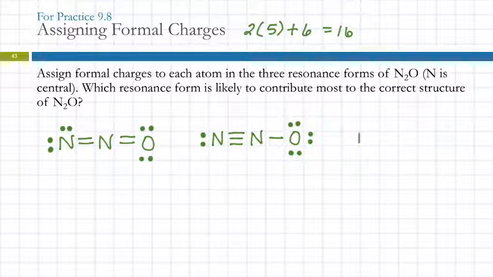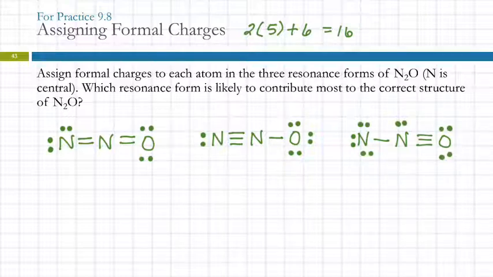Or we could put the triple bond with the oxygen. Oops, not there. All 3 of these structures obey the octet rule. These are resonance structures. They differ only in the placement of multiple bonds. The atoms are connected in the same way.